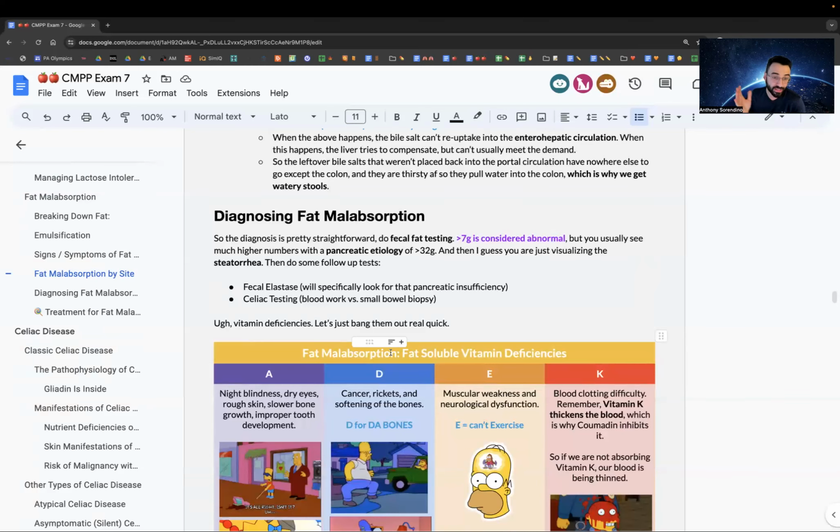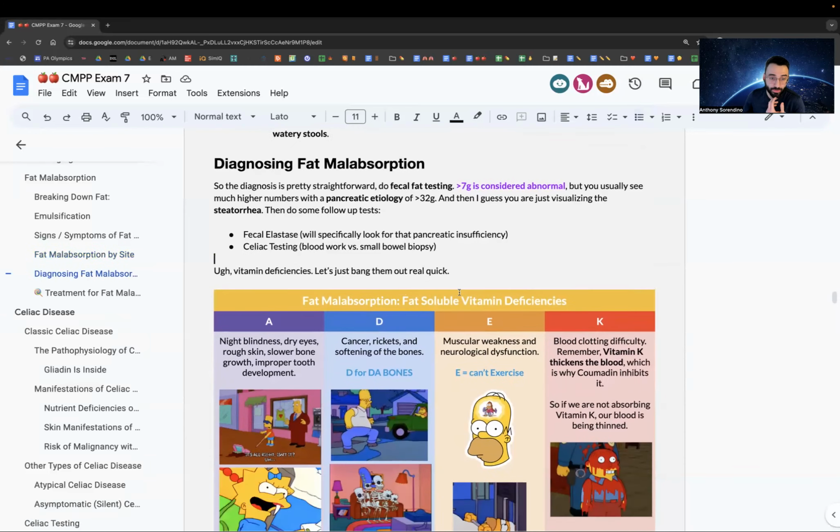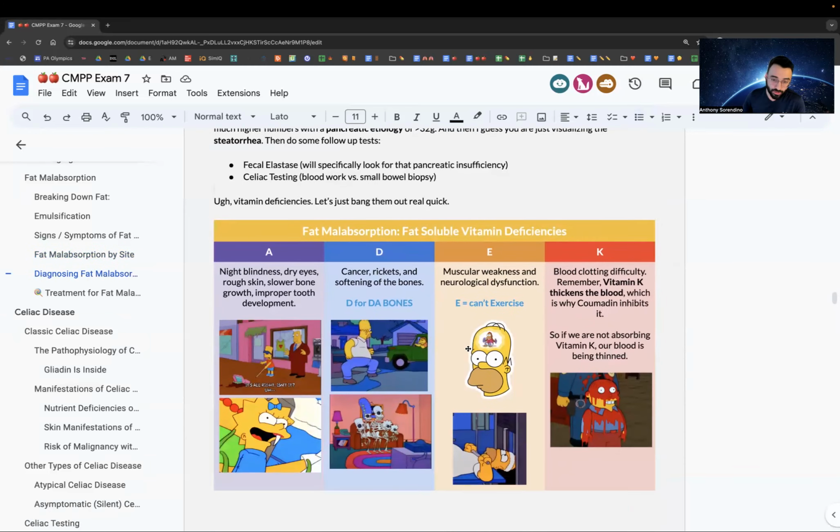And then you can do celiac testing, which can be a cause here as well. So that's blood work or a small bowel biopsy. We should know the vitamin deficiencies. I put it all into Simpsons here. So if you have a vitamin A, D, E, K, these are the fat soluble vitamins. So if you don't have enough fat, you're going to be deficient in these.